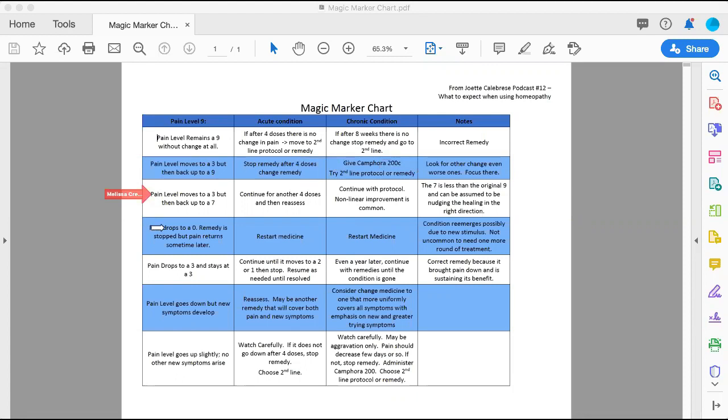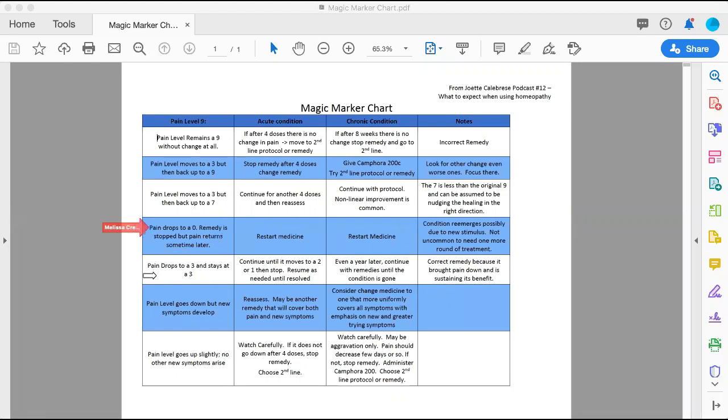If your pain level moves to a 3, but then back up to a 7, overall you have had improvement. So even though it's only come down 2 points overall, that means that you're on the right track. So you need to stick with that remedy in an acute condition. You also stick with that remedy in a chronic condition because the 7 is less than the original 9, and it can be assumed to be nudging the healing in the right direction. It looks to be the correct remedy.